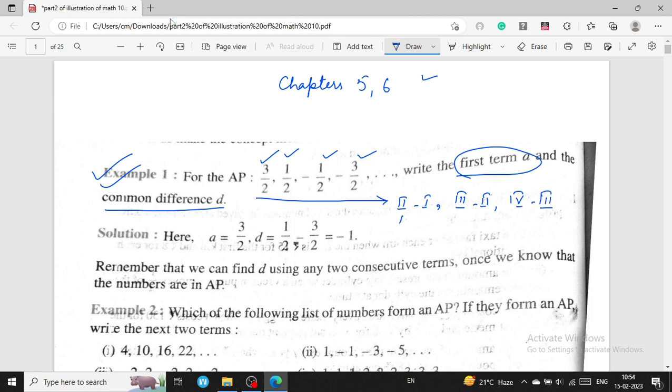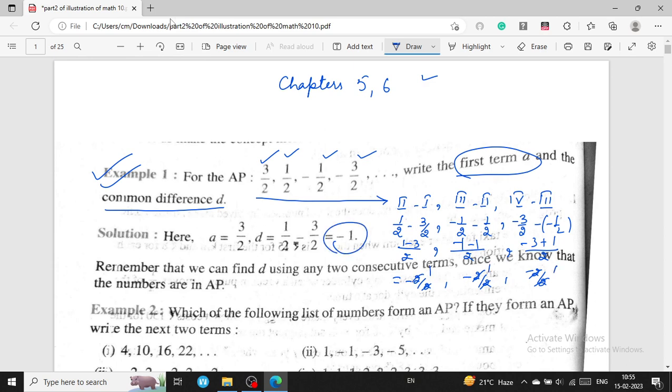Now first we will write the second term minus the first term, third term minus second term, fourth term minus third term. 1 by 2 minus 3 by 2, take the LCM: 1 minus 3 over 2, minus 1 minus 3 over 2, minus 3 minus 1 over 2. When we solve it, minus 2 by 2, minus 2 by 2, minus 2 by 2. 2 cut with 2, we will find minus 1, that is the common difference, and D is equal to minus 1.